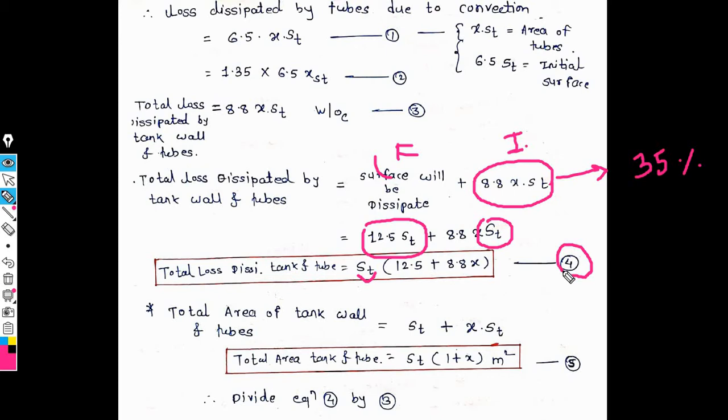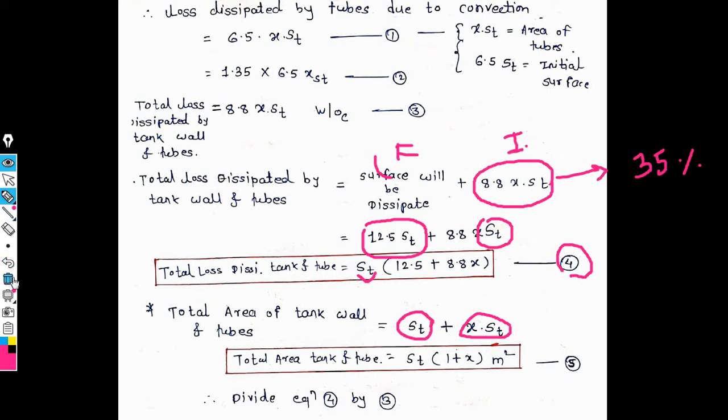Then we need the total area of tank, wall and tubes. We have to calculate the total area of tank and tube. This is the heat dissipating surface plus the total area of the tube, which is x into ST. Then the total area of tank and tube is equal to ST taken as common into bracket 1 plus x, in meter square. This is equation number 5.